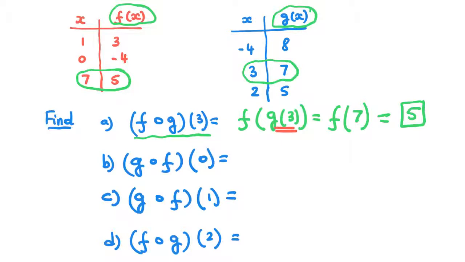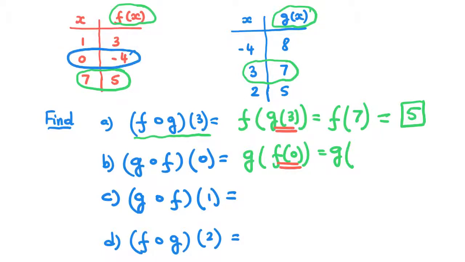The same way, I want g of f of 0, so it will be g of f of 0. Then I need to see what is this f of 0. So keep the g. f of 0 is here. f of 0 is minus 4. So this is minus 4. And then I go to g, and I see that the g of minus 4 is actually 8. So the answer here is 8.